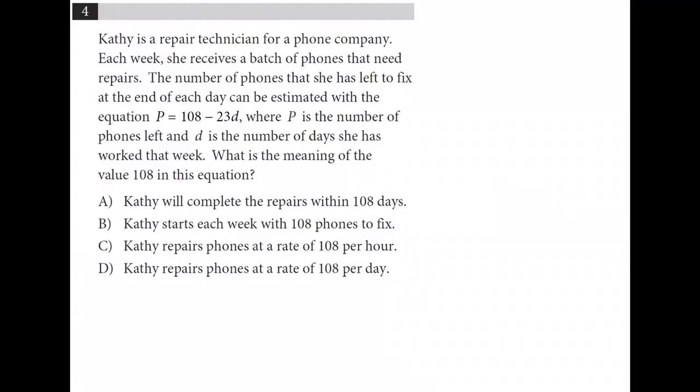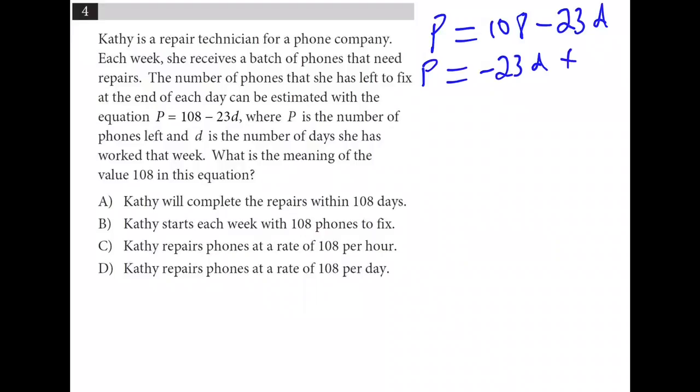Let's take this equation, P is equal to 108 minus 23D, and rearrange it a little bit. Change it to P is equal to negative 23D plus 108. Does this look familiar at all? What type of equation is this? Anyone know?